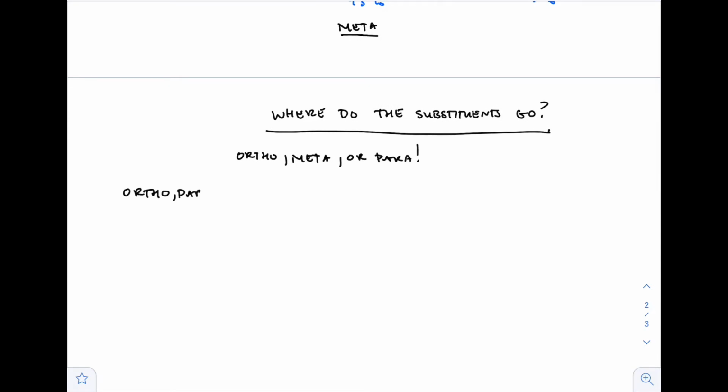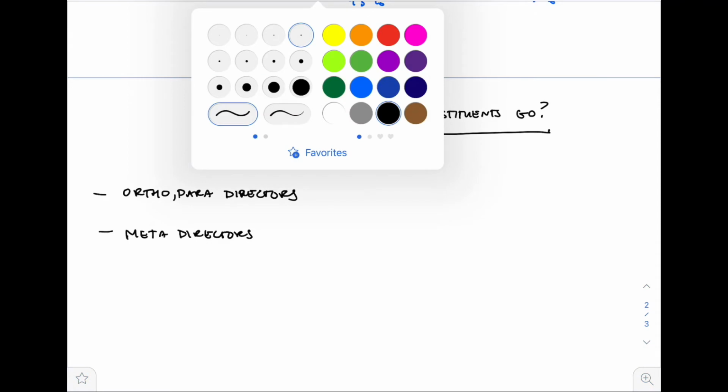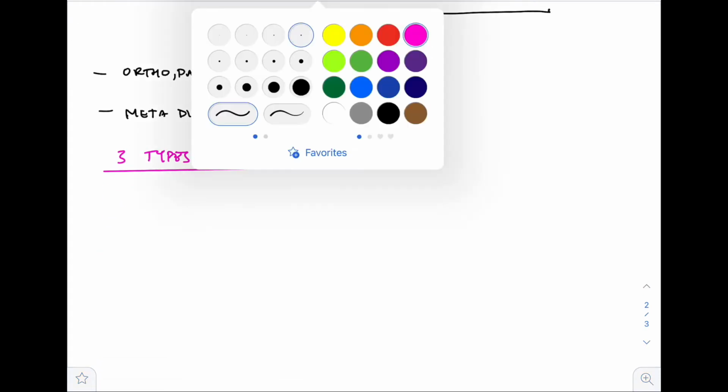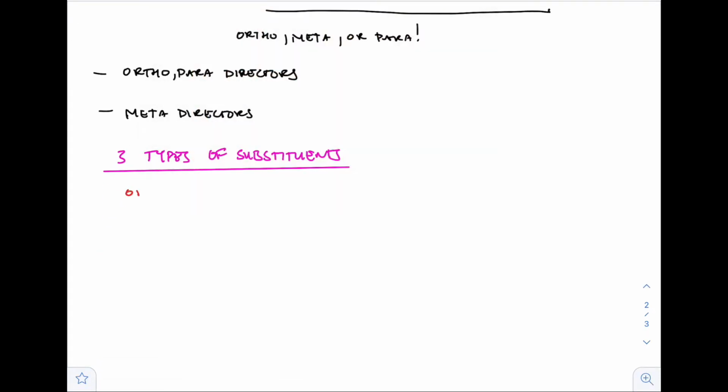When we're talking mono-substituted, the 2 ortho positions are equivalent. So it doesn't matter which side they go on, they're the same. And then we'll have the ortho-para directors. And then the meta positions are also the same, and so we'll just have meta directors as well. So what we mean by that is forcing a substituent to go in the meta position or forcing it to go in the ortho or the para position. So there's 3 types of substituents, okay? Now, basically we'll have a substituent that is an ortho-para director, but is also an activator.